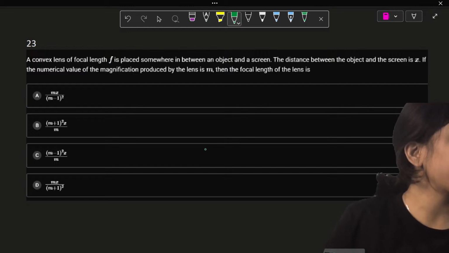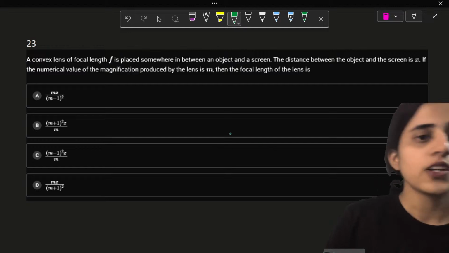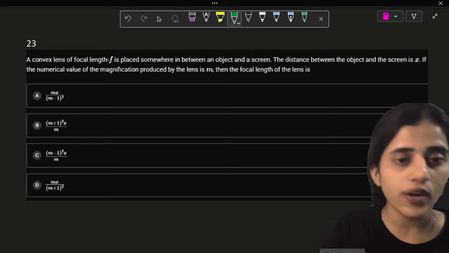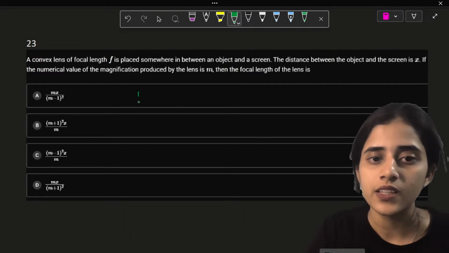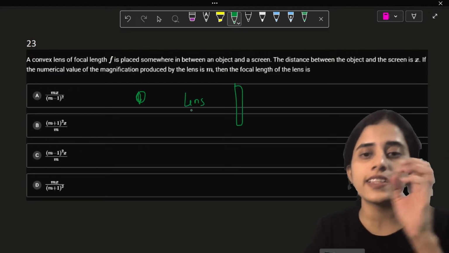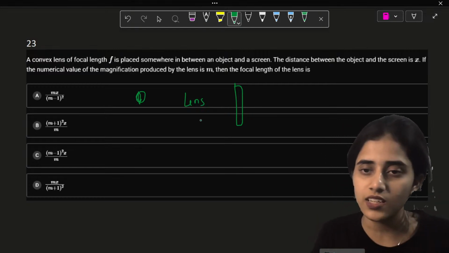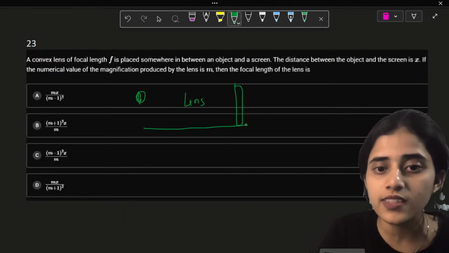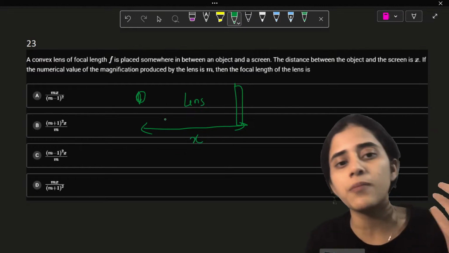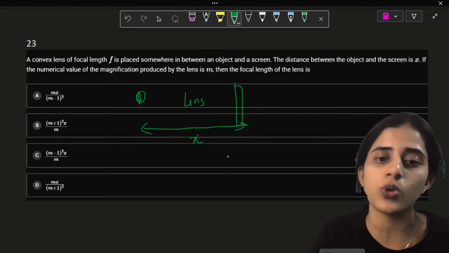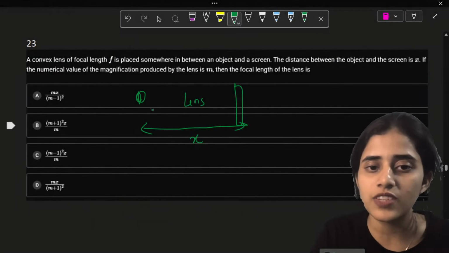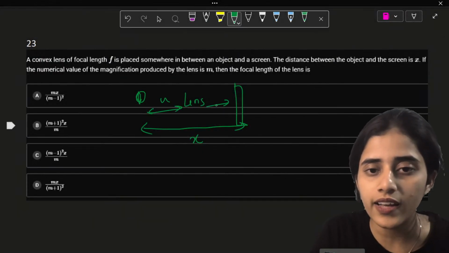Question 23. Okay, let's look at the question. A convex lens of focal length f is placed somewhere. So this is an object. This is a screen. So this is a lens. Okay, so this lens is placed somewhere between an object and a screen. The distance between the object and the screen, this distance is x. If the numerical value of the magnification produced by the lens is m, what is the focal length? So magnification is m, what is f? So what is x? X is definitely u and v.